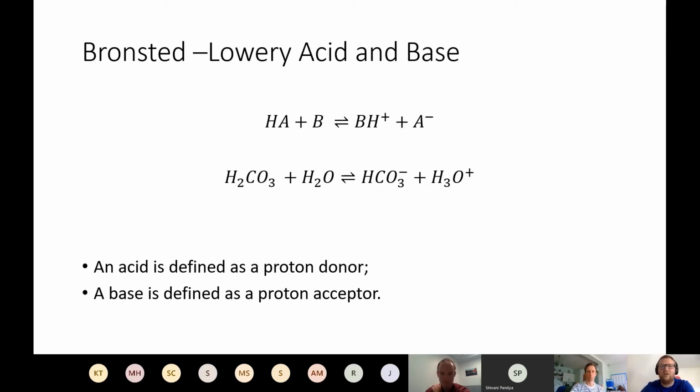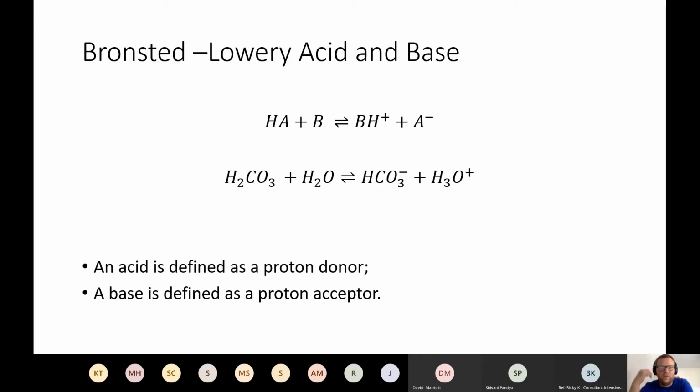If we take this generic equation for an acid-base reaction, we can see that HA is donating the hydrogen ion, or the proton, and so therefore is our acid, and the base B is accepting the proton. These are terms: the one that accepts the hydrogen ion is termed the conjugate acid, and the one that has lost the hydrogen ion is termed our conjugate base.